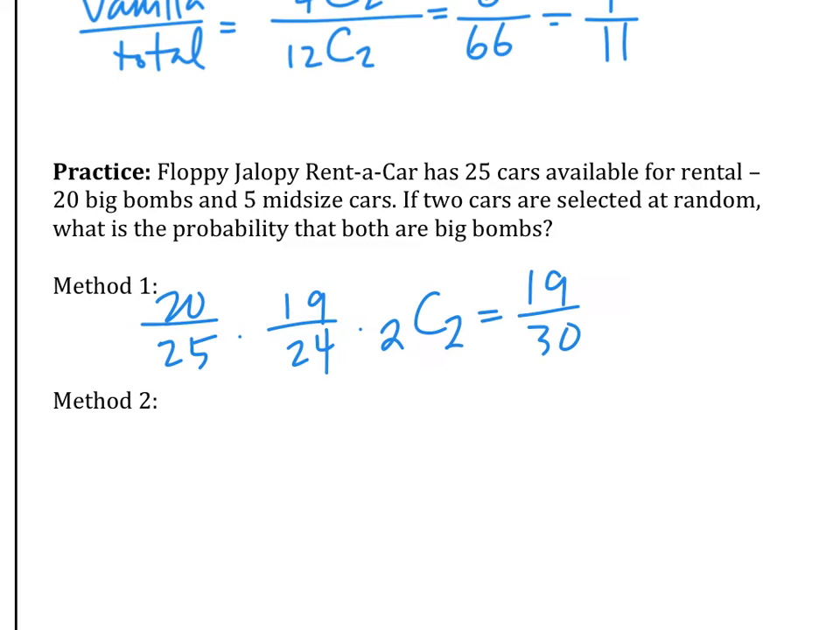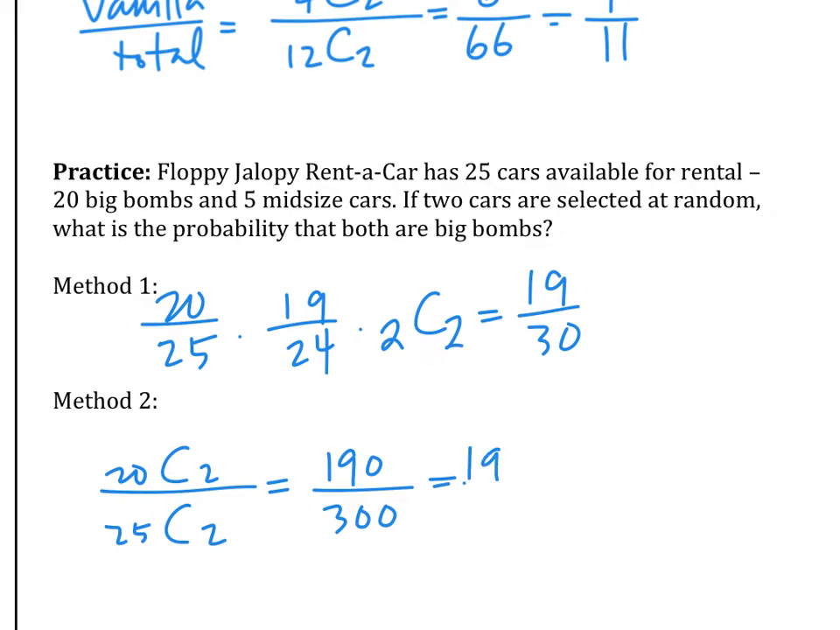Method 2 is the same. So how many ways can you pick 2 cars out of 20 possible big bombs? And then divided by how many ways can you just pick 2 cars out of 25? So that is 190 over 300. Turns out to be 19 over 30 as well.